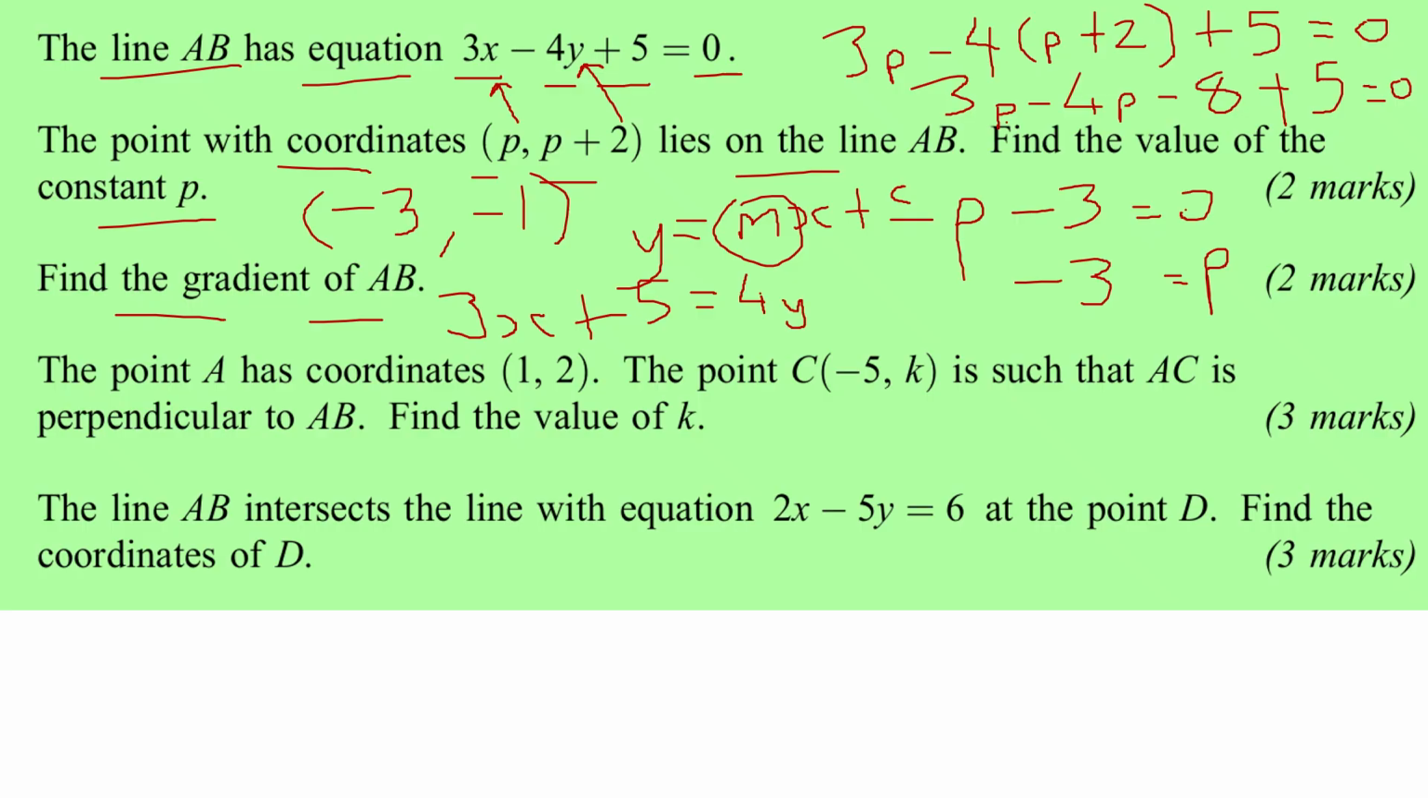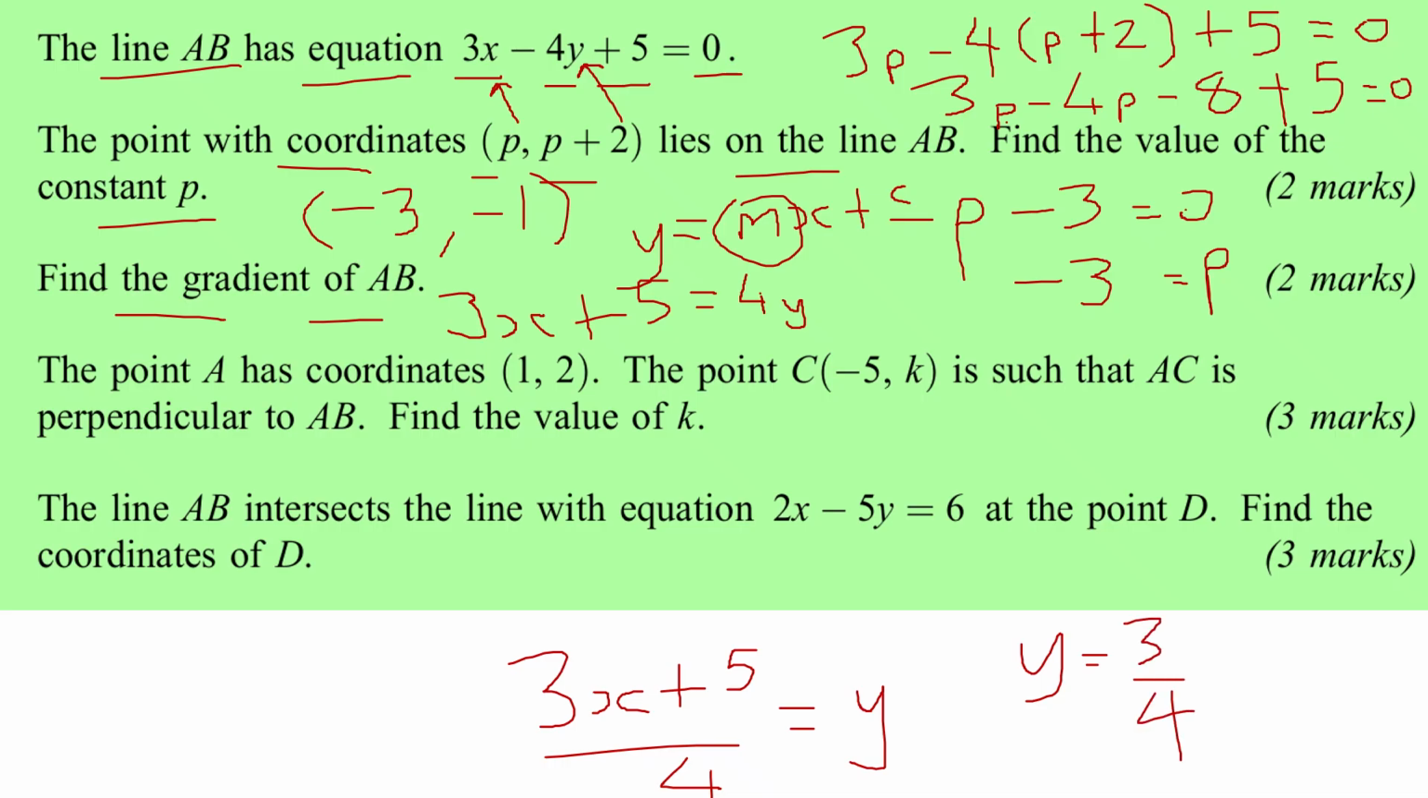We get 3x plus 5 all over 4, or quarters, is equal to y. I'm going to split this up into y is equal to 3x over 4, or 3 quarters x, plus 5 over 4, or 5 quarters. What's the number in front of the x? It's going to be 3 over 4, or 3 quarters. The gradient of AB is 3 quarters, or 0.75. But it's best to leave it as a fraction.